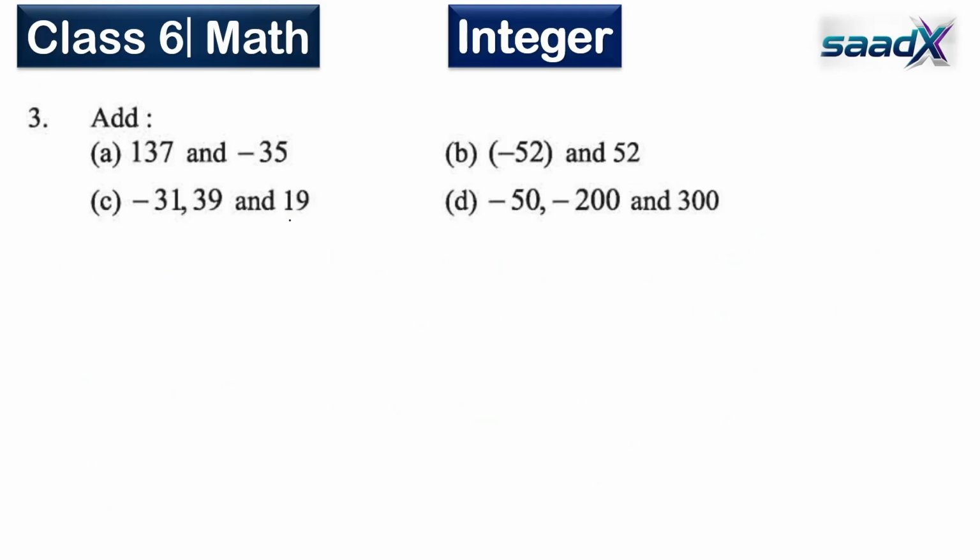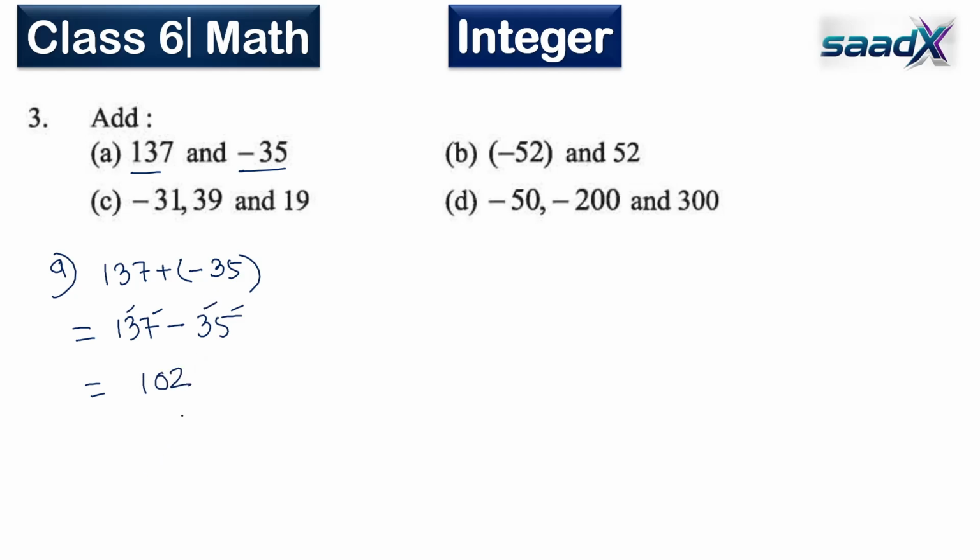Here is some math also. Number A, we should add, here is 137 and minus 35 we will add. So we can write like this, 137 plus then minus 35. This one we can write 137 plus and minus minus 35. So what will happen? 7 minus 5 is a 2, 3 minus 3 is 0 and 1, and this is our answer.